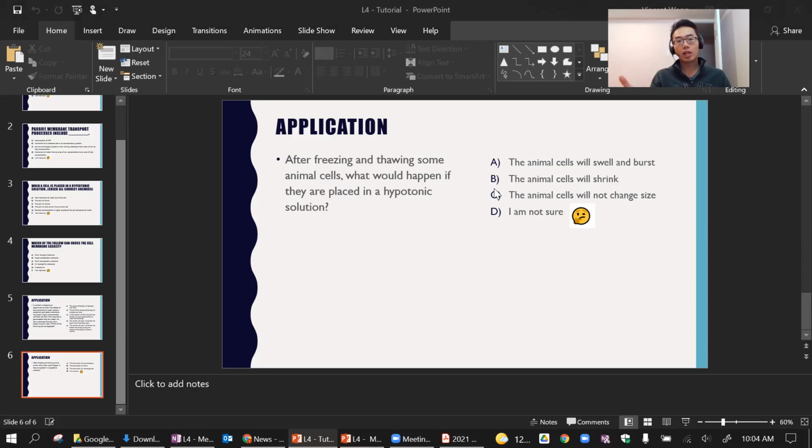The size will not change because if you freeze the animal cell, you guys ever put a can of Coke in the freezer before? Anybody did that before? Or you fill up your water bottle to the brim, you close the cap and you put it in the freezer. Anybody did that before? What happens when you try to take it out after leaving it overnight? Any experience of that?